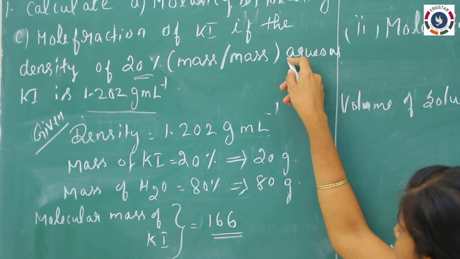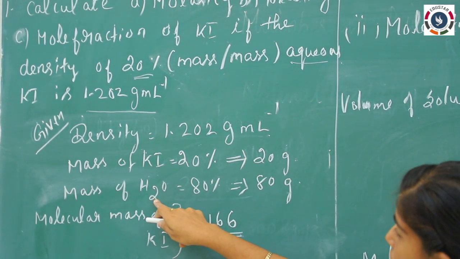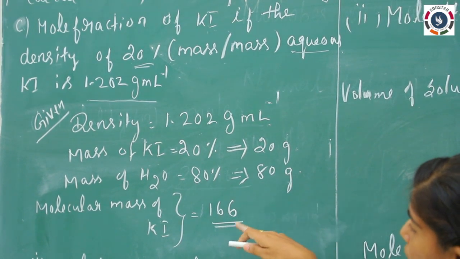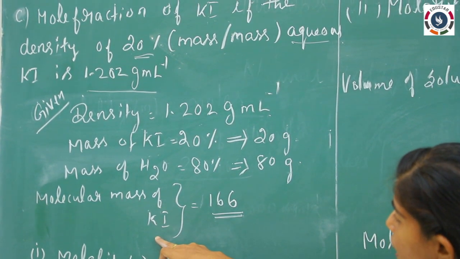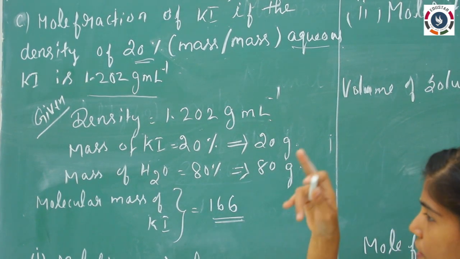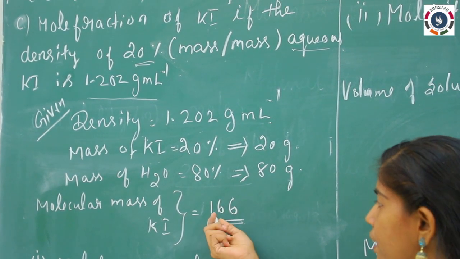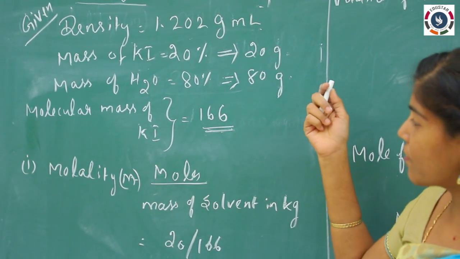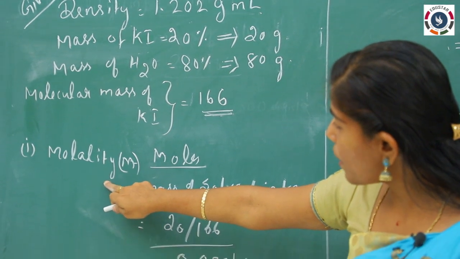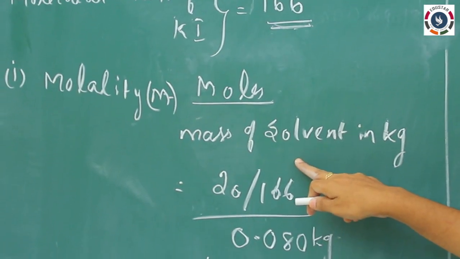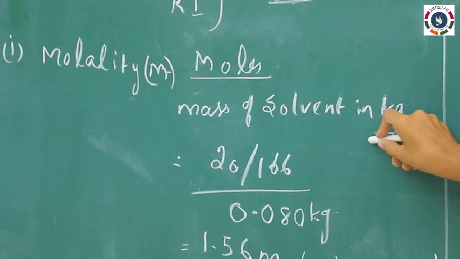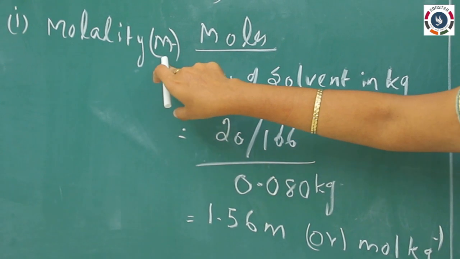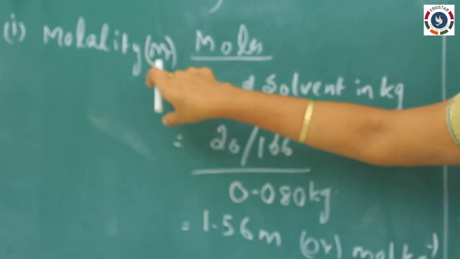What is the solvent here? Aqueous they have given. So mass of water is 80%. 80% means 80 gram. Okay. Molecular mass of potassium iodide is 162. You can refer from the log book for the atomic weight. First formula: molality is equal to moles divided by mass of solvent in kg. Remember this is kg. For molality the unit is small m, little m.